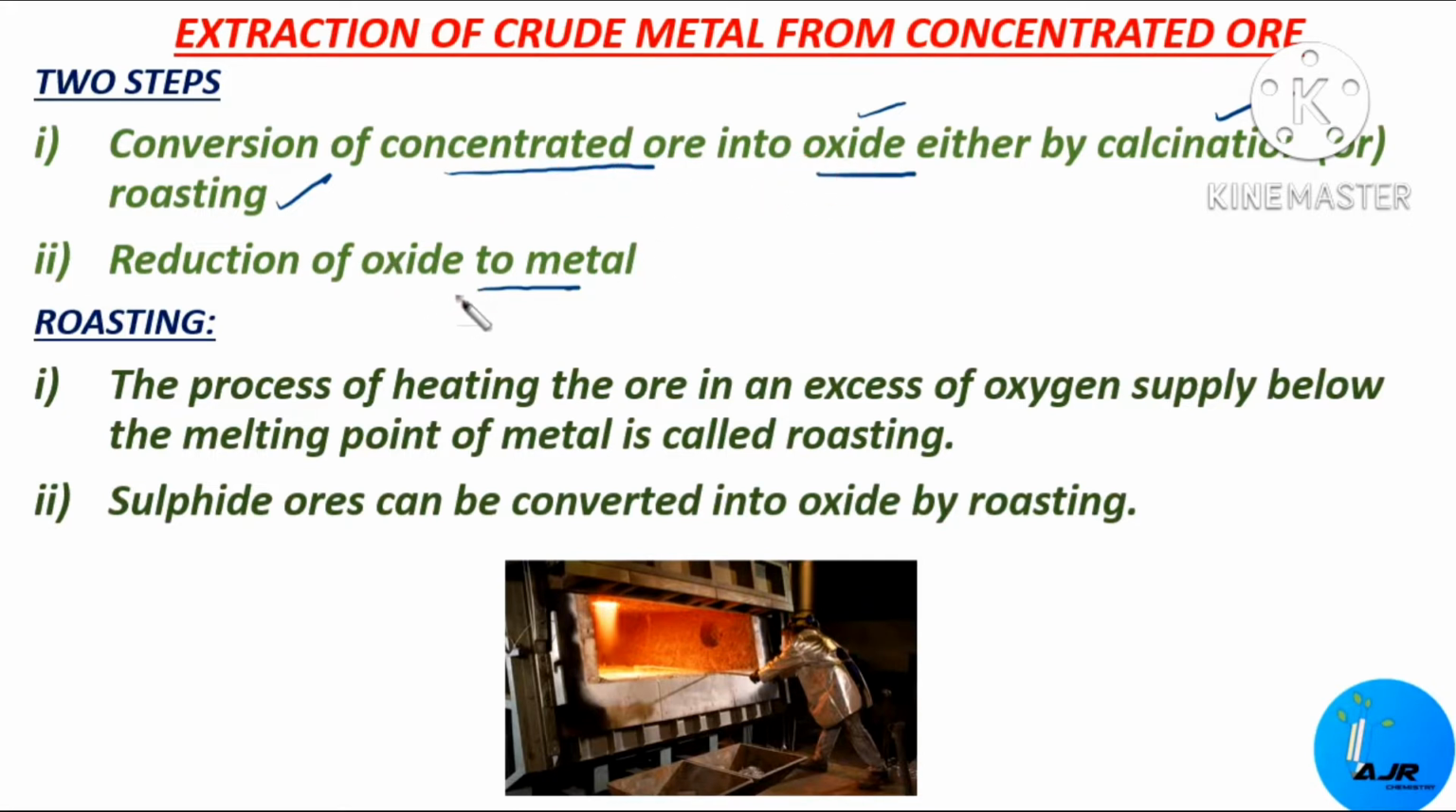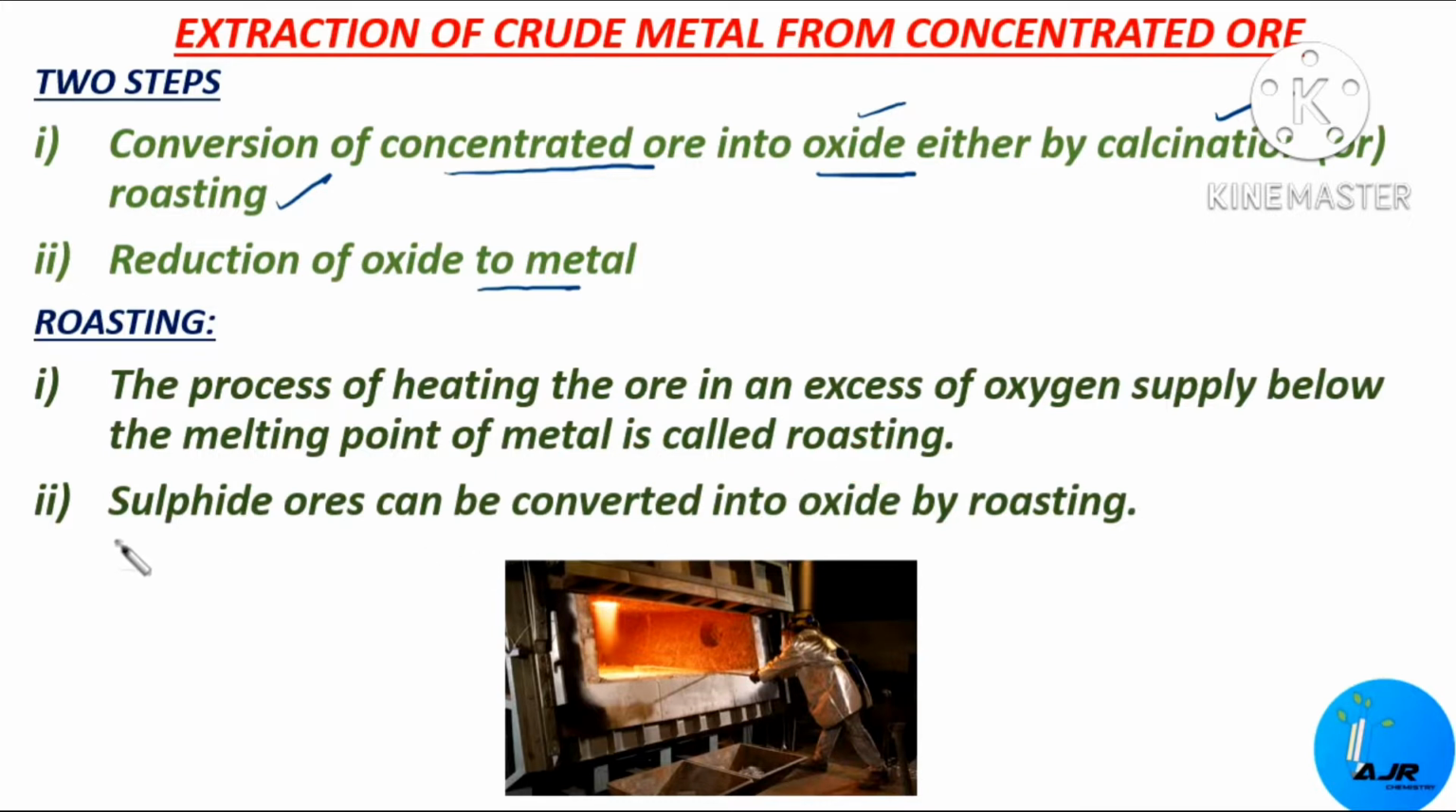Okay. So now we are moving into the first part of this extraction of crude metal from concentrated ore, that is roasting. So what do you mean by roasting? It is the process of heating the ore in an excess supply of air, that is oxygen, below the melting point of the metal. That is called roasting.